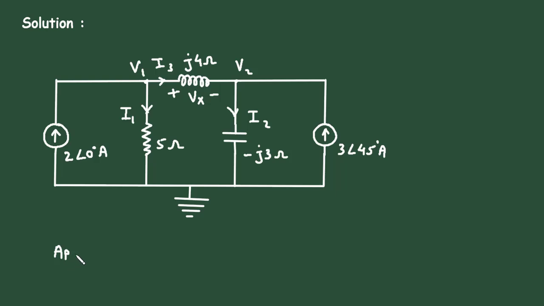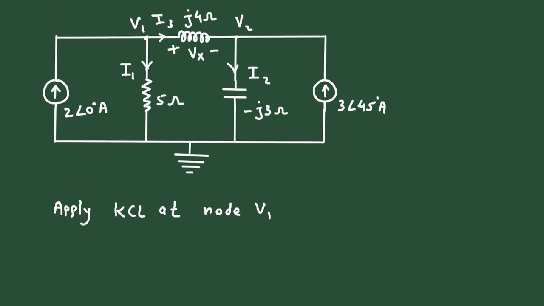So, let's apply KCL at node V1. Now, according to Kirchhoff's current law, summation of all the currents entering a node is equal to summation of all the currents leaving the node. Now, here we can see at this node the entering current is 2 ampere is equal to, now leaving currents are I1 and I3. So, here we can write I1 plus I3.